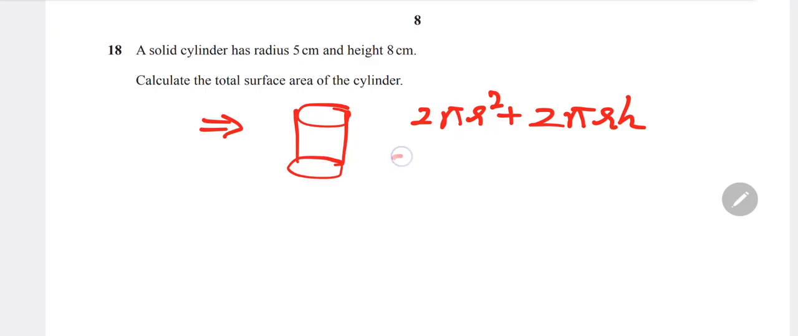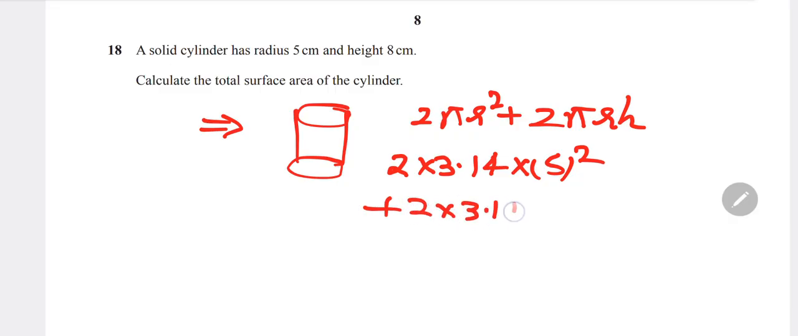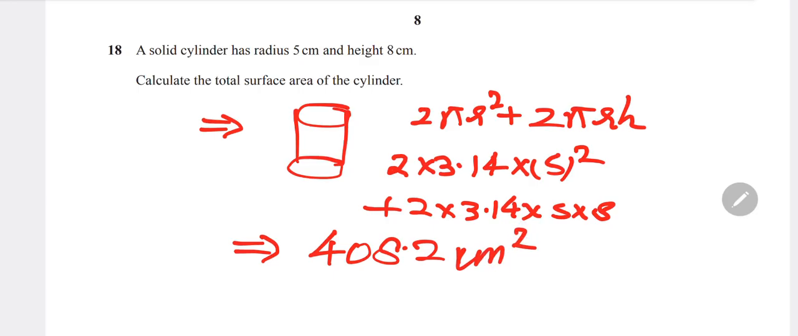Here 2 multiplied by 3.14 and the radius given is 5 squared, plus 2 multiplied by 3.14, r is given 5, height is given 8. When we solve this by putting all the values on the calculator, I think we get 408.2 centimeter square. Maybe you can also put the same values and check the answer. Okay, now move to the next question.